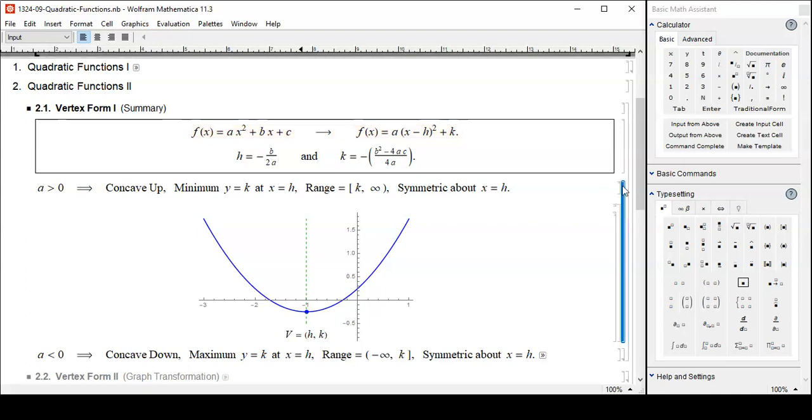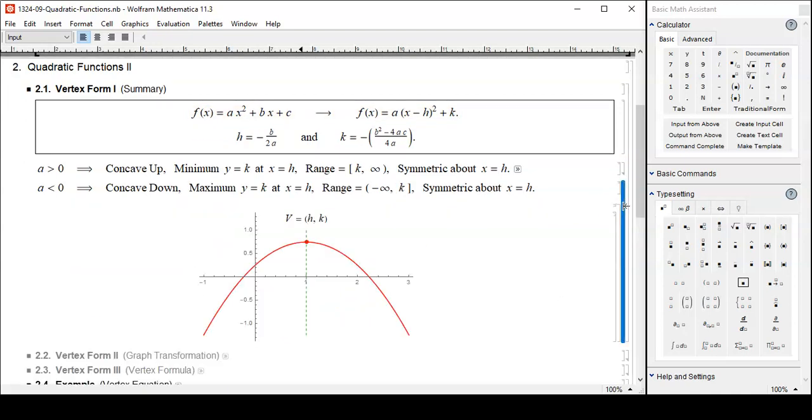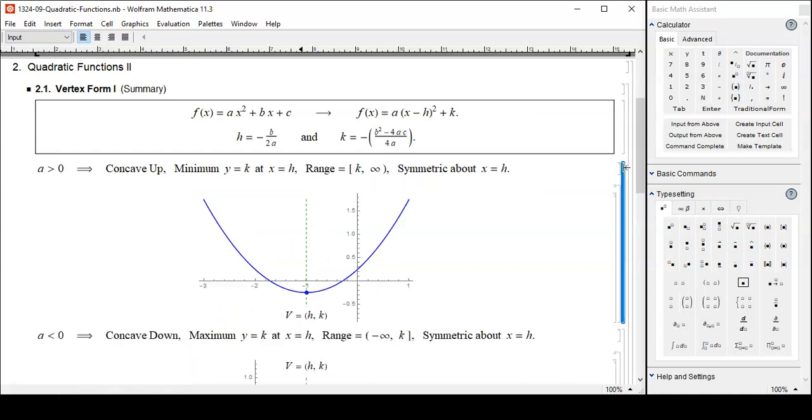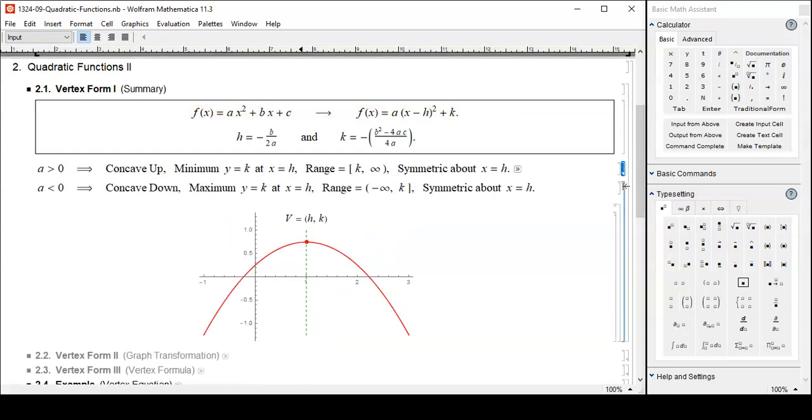On the other hand, when a is negative, we have this kind of graph. Concave down, we have a maximum instead, y equals k, this k value, at x equals h, right here, h comma k, the vertex. And the range is negative infinity to k, and symmetric about the vertical line x equals h. Because this h and k determine the vertex, this second expression is called the vertex form of a quadratic function.